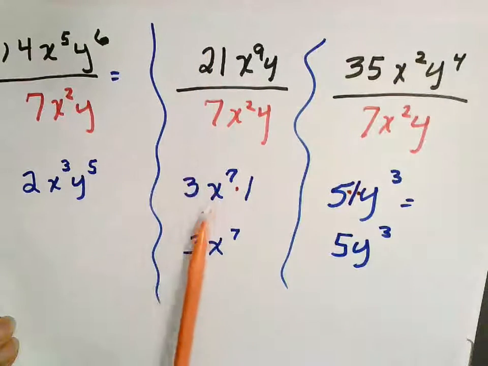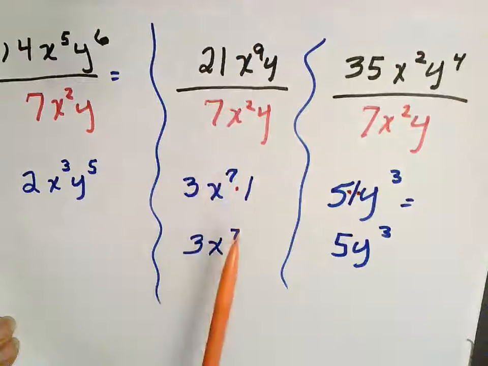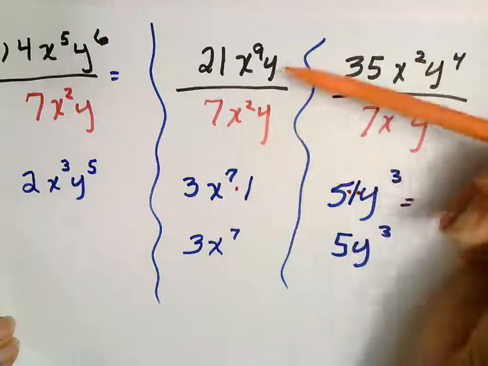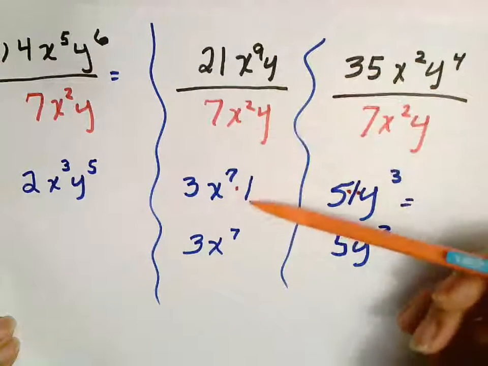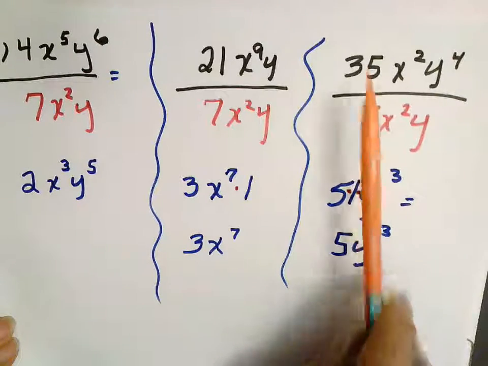7 will go into 21, 3. X squared will go into x to the ninth, x to the seventh. Y will go into y once. You see the y's cancel out, so we're just left with a 1. When we multiply these, we get 3x to the 7th.